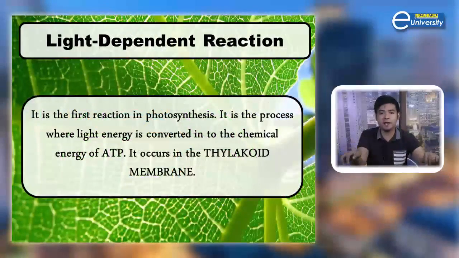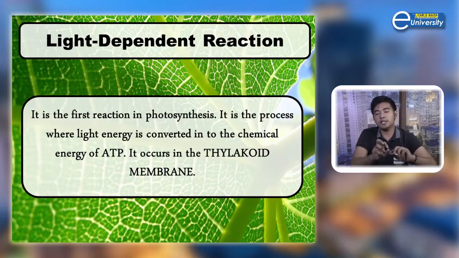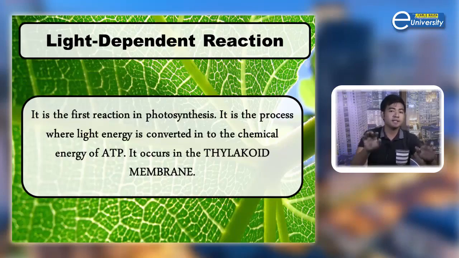The term itself suggests that the light-dependent reaction depends primarily on the presence of sunlight. It is the first reaction in photosynthesis. Take note, that is the first reaction. It is the process in which light energy is converted into the chemical energy of ATP. And take note that the light-dependent reactions occur in the thylakoid membrane. Again, the light-dependent reaction occurs in the thylakoid membrane.